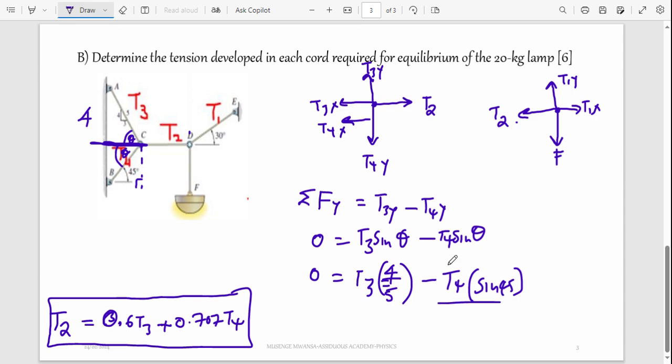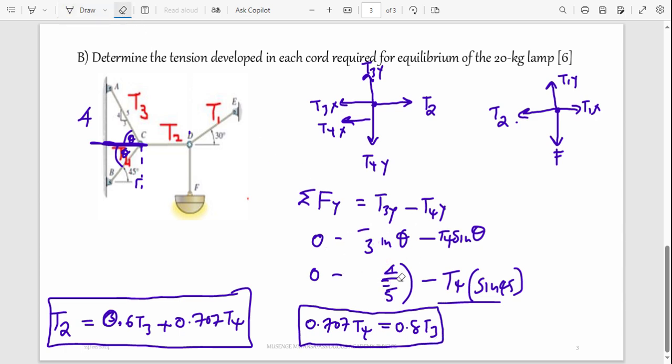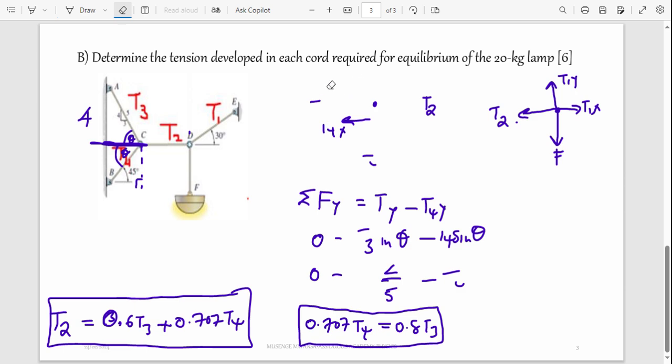What I'll do is I'll get T4 and take it to the other side. So what are we going to end up with? We're going to have positive T4 times sine of 45, and sine of 45 is 0.707 T4. That will be equal to 4 over 5, which is 0.8 T3. This is going to be another equation. So that is it dealing with this point, and then we'll go to the other point.